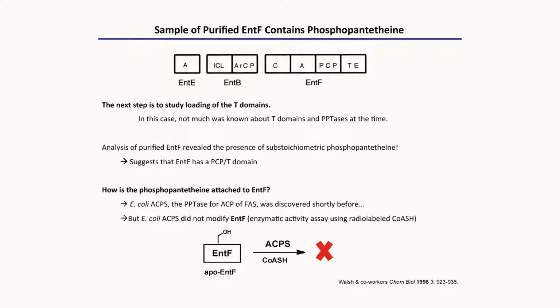So if this PPant arm is attached to NF, how does it get there? If we rewind and think about what was going on at the time, it was only shortly before that the PPTase for the acyl carrier protein in fatty acid synthase was discovered. So that might beg the question, is it possible that this enzyme also modifies NF, if you don't know much about its substrate scope? And so that hypothesis was tested, and it didn't pan out. If NF was incubated with ACPS from fatty acid biosynthesis and CoASH, there was no product formation. There was no transfer of a PPant arm to here.